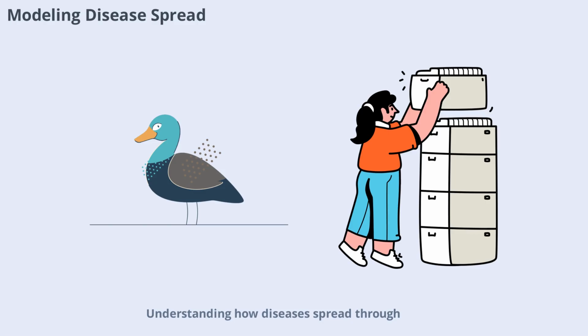Understanding how diseases spread through populations is crucial for public health. Evolutionary algorithms are used to model the transmission dynamics of infectious diseases, taking into account factors like mutation, immunity, and social behavior. These models inform strategies for disease control and prevention, helping policymakers make evidence-based decisions during outbreaks.